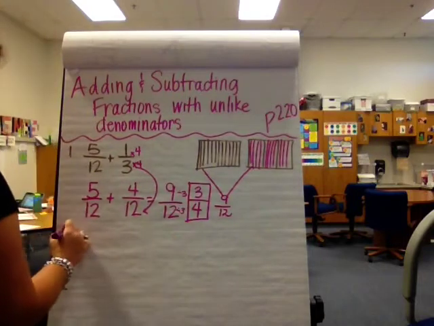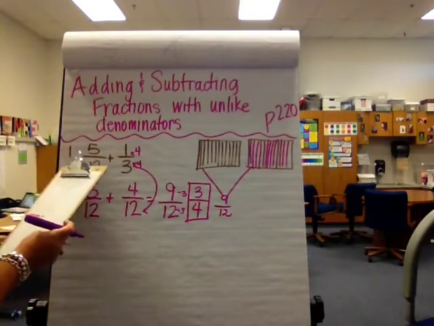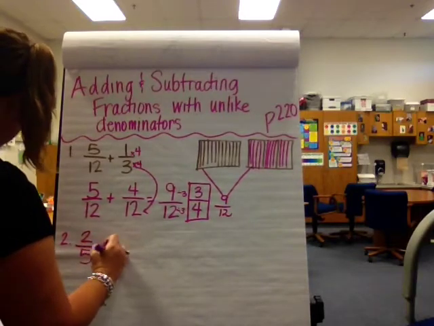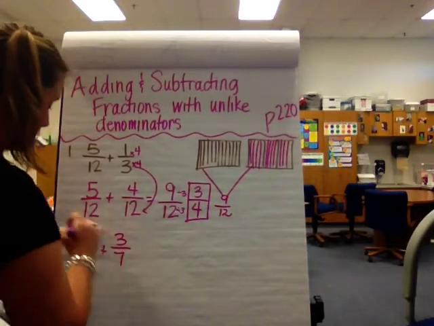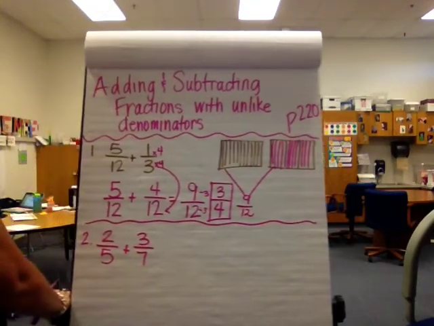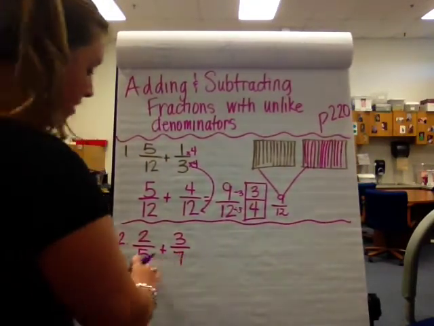Okay? All right, question number 2 on page 220. 2/5 plus 3/7. Okay, 2/5 plus 3/7. So again, this one is fifths.